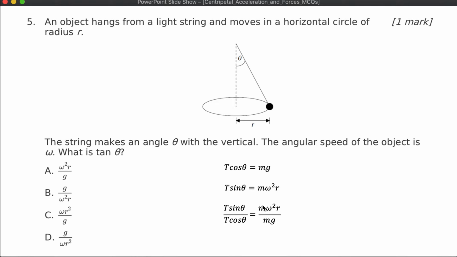You notice here my m's are going to cancel, and so are my T's, and I'm left with sine theta over cos theta. Now there's an identity, which is that sine theta divided by cos theta is equal to tan theta. In other words, we've got tan theta is equal to omega squared r over g. This is a very commonly used trigonometrical trick, and it's well worth reminding yourself of this one.